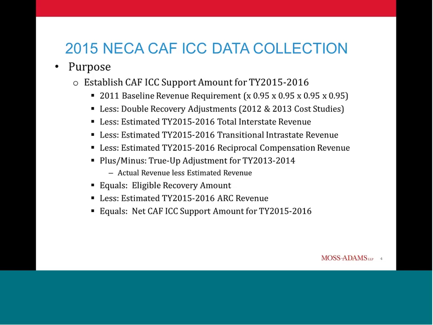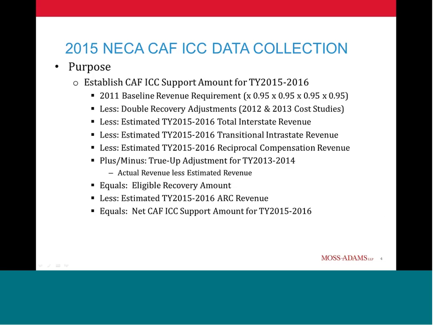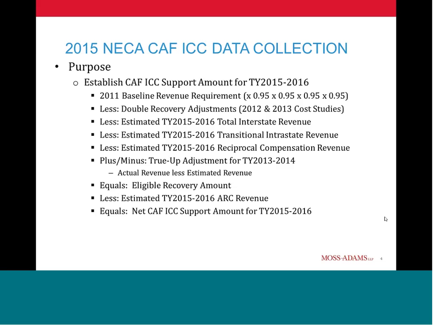Some companies may not be able to bill the full ARC revenue of the $2 for residential customers based on the $30 residential rate ceiling. If your local rates plus those other surcharges and taxes hit the $30 rate ceiling, you may not be able to implement the full ARC increase to the $2. Once the ARC revenue is calculated, that's deducted from your eligible recovery amount, and the net difference is your CAFICC support amount for tariff year 2015-2016.